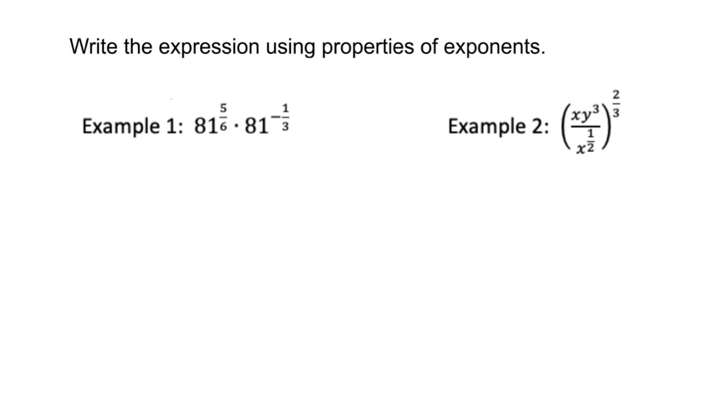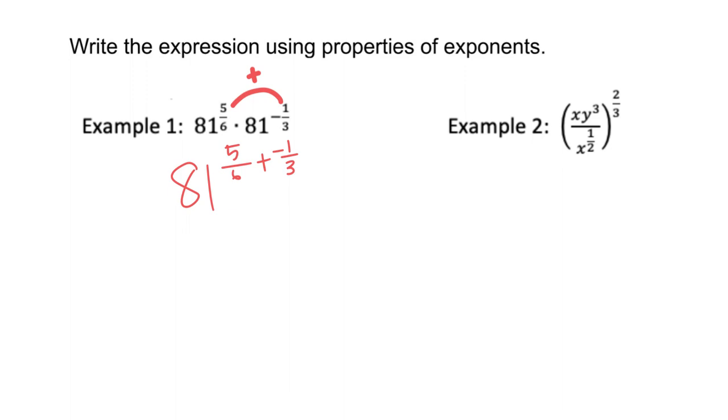All right, so let's use those rules that we just talked about. So this first example, we have the same base. So big 81s are in both of these. We're multiplying, so we can take these exponents and add them. So the 81 is going to stay the same. And I'm going to do a 5/6, let me get a smaller pen, a 5/6, so 81 stays the same, and we're going to do 5/6 plus a negative 1/3.